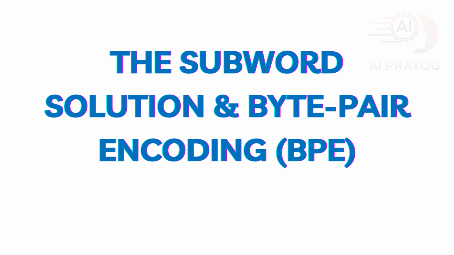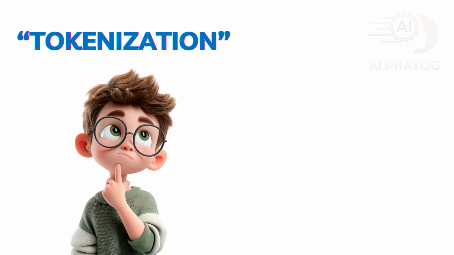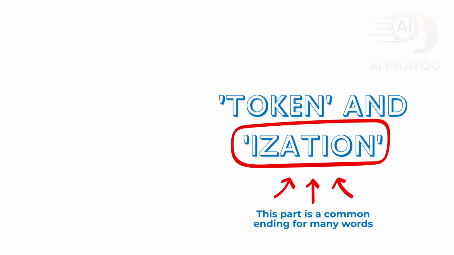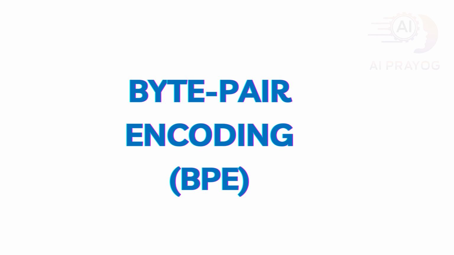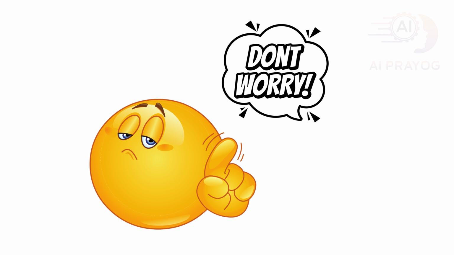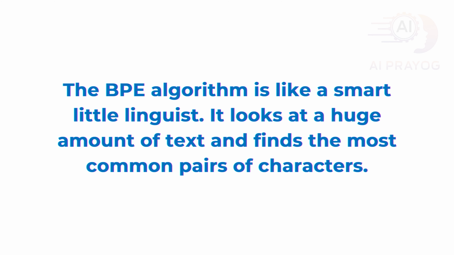The subword solution, or byte pair encoding, BPE. Subword tokenization is the best of both worlds. It breaks down a text into meaningful subunits. Think of a word like tokenization. A subword tokenizer might break it into 2 pieces, token and ization. The ization part is a common ending for many words. The most common way to do this is with something called byte pair encoding, or BPE. Don't worry about the complex name, the concept is simple.